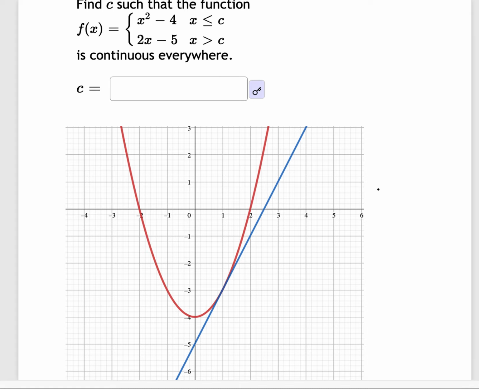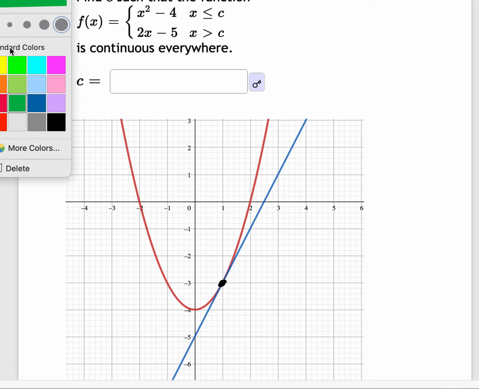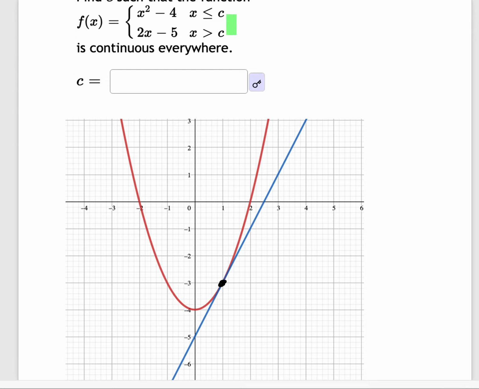Now, looking at this graphically, the red is the x squared minus 4. And the blue function is the linear function 2x minus 5 when we graph it. And we can see at this point right here is where they line up. So if we were to let c be 1, assuming that this is where they actually meet, we don't know for sure yet because it could be like 1.1 or 1.05. It could be something this close to 1. So we're going to algebraically check and verify that that's the point that we're looking at.